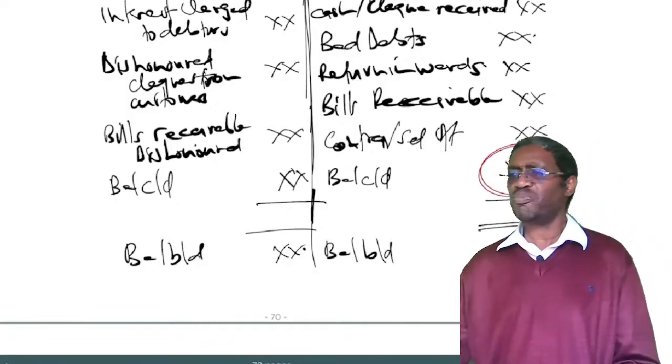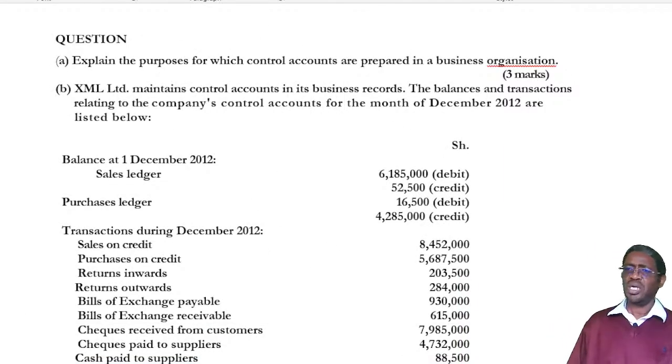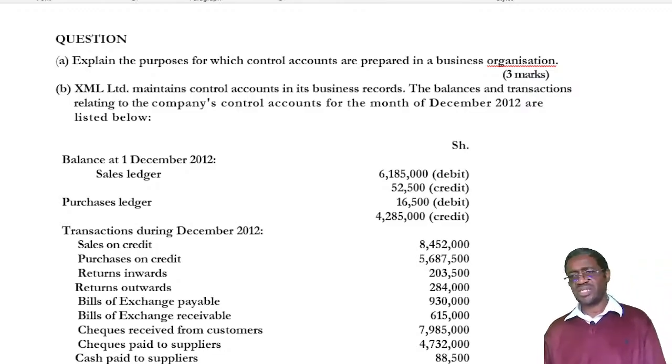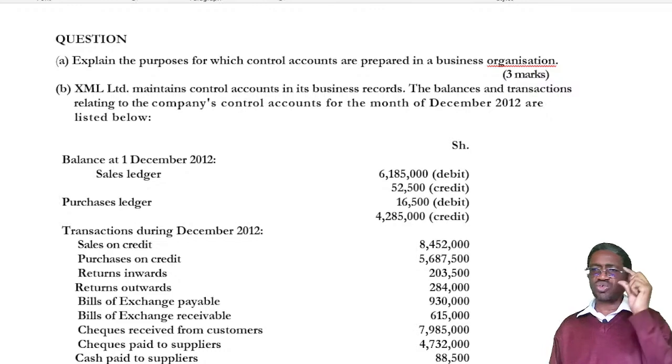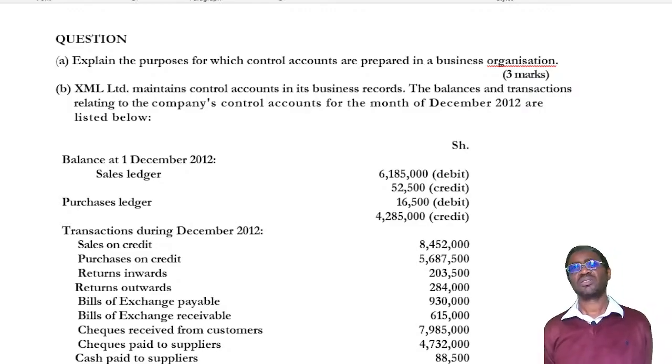So maybe we could even put down the reasons. So have another subheading, a small subheading, purpose of control accounts. Let's answer number A, purpose of control accounts. Number one, to locate errors that could have been committed in the entering of transactions.